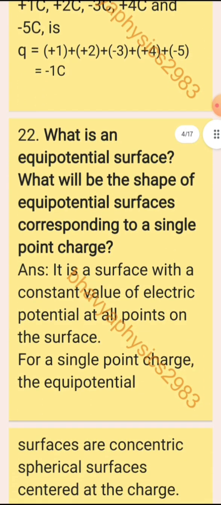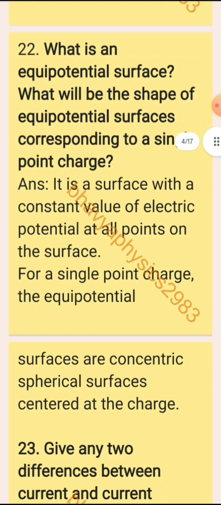The second question is from second chapter. What is an equipotential surface? What will be the shape of equipotential surfaces corresponding to single point charge? As its name indicates, equipotential surface means the surface having same potential throughout it. Okay, the surface is having same or constant potential. So the answer is, it is a surface with constant value of electric potential at all points on the surface.